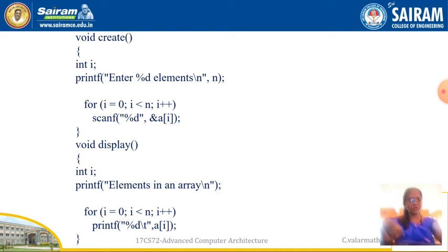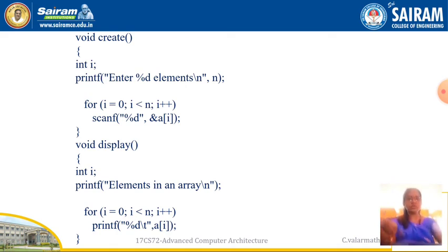It starts from i equal to 0, because your array elements always start from the 0th location. Inside the for loop, we need to get the value of each element in the array. That is done with the help of scanf, and it is stored in the continuous locations of the array. What is the name of the array here? a. So ampersand a of i is saved, right? This is a very easy concept. Creation of an array is done with the help of a for loop starting from i equal to 0 to i less than n, right?